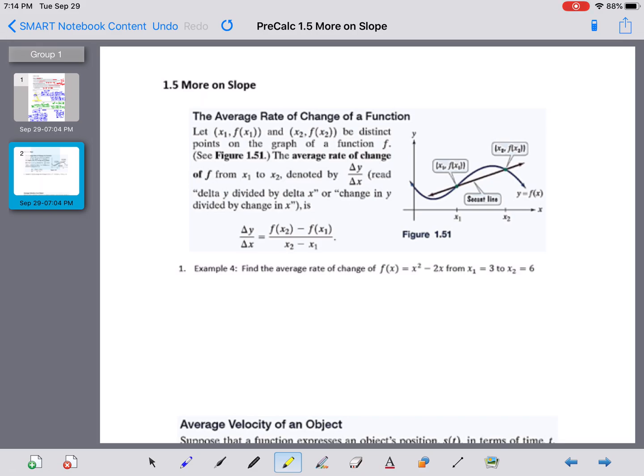Where it says find the average rate of change of a function, okay? That's some scary words. We're like, oh, what's the formula? What are we doing? Average rate of change is a fancy word for slope. That's all it is, okay?